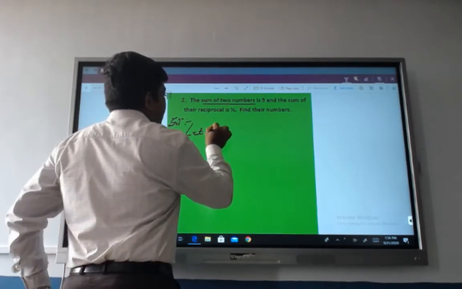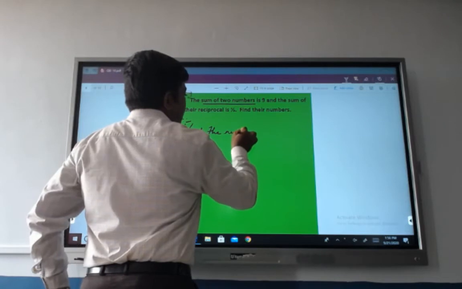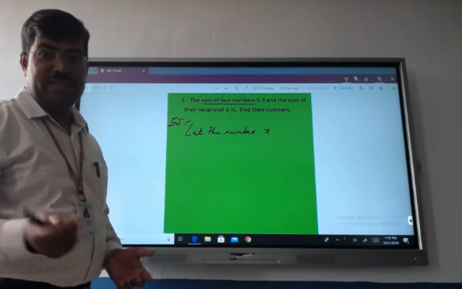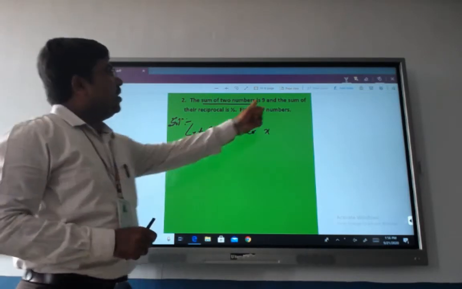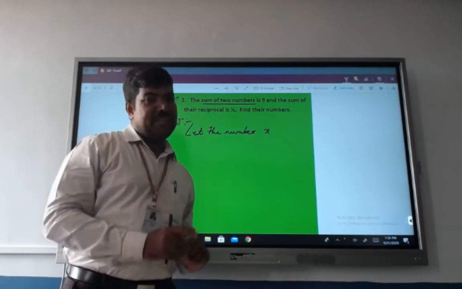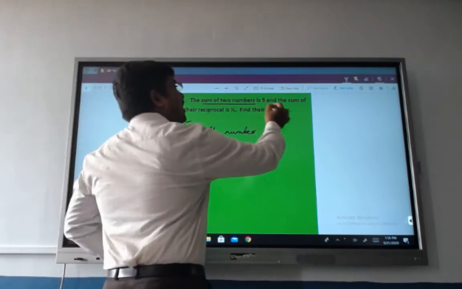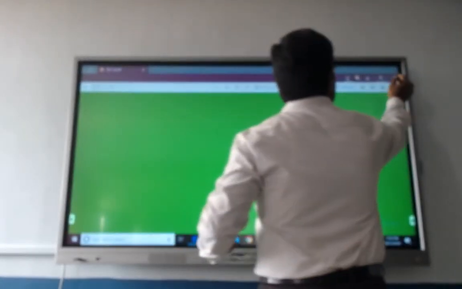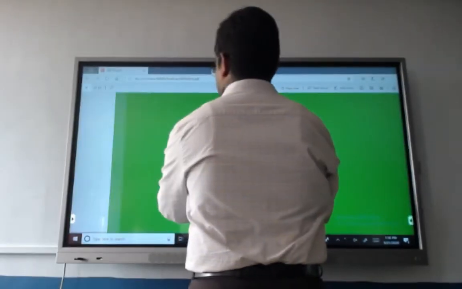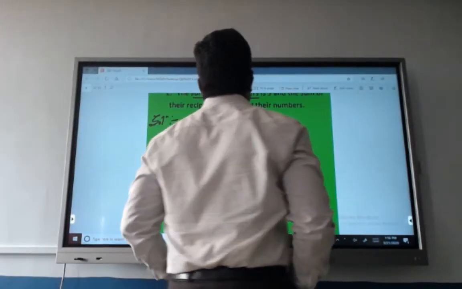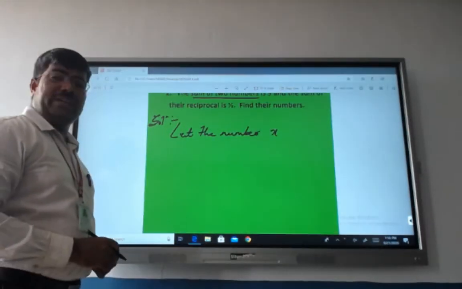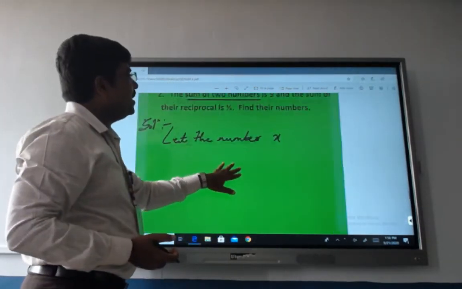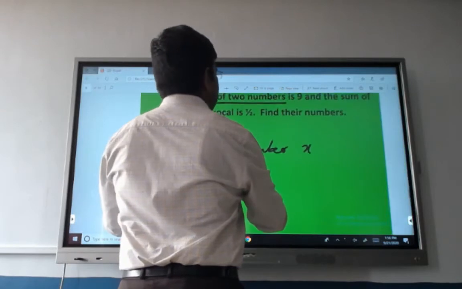Let the number be x. So one number we take as x, but for the other number, the sum they have given is 9. So the other number is 9 minus x, because one number is already x. If one number is x, then we have to subtract it from the sum, which is 9.